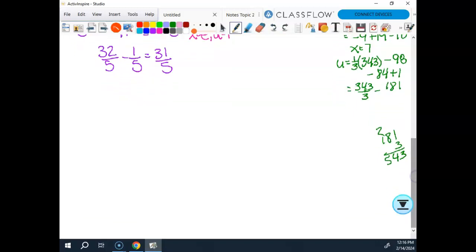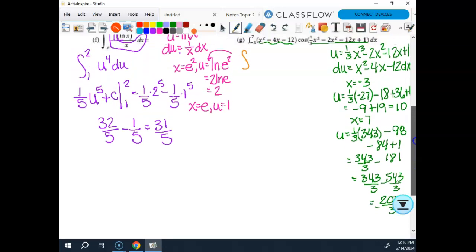Well, it was 181 times 3. You can multiply it yourself. Never mind, so it is 543. I'm going with 543. Equals 343 over 3 minus 543 over 3, which leaves me what? 200 over 3, which is not as ugly as it could be. Yes? Okie dokie. Whew. That's rough.